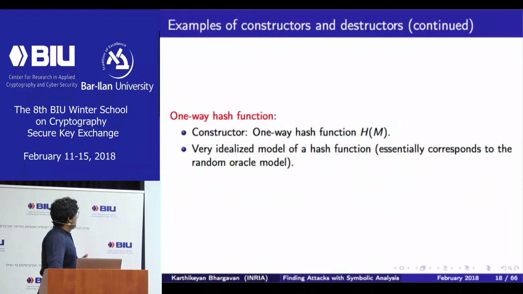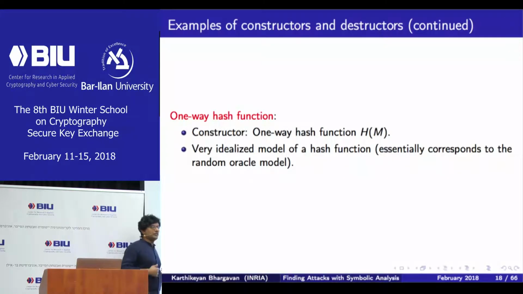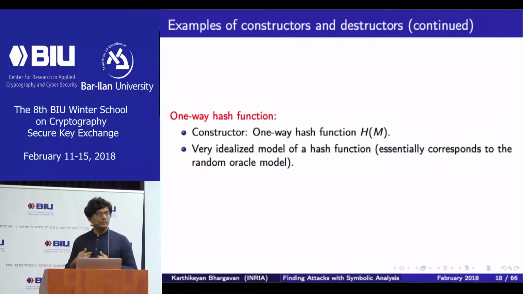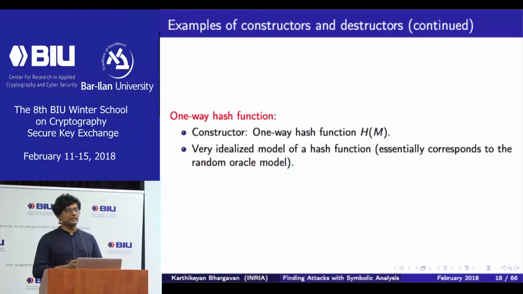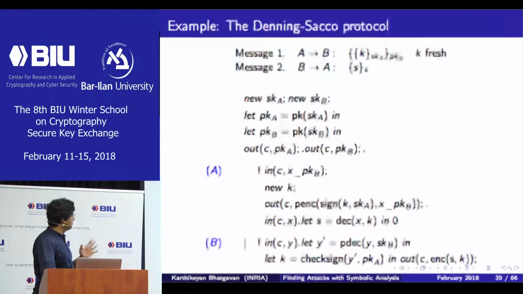Another classic example is a hash function. A hash function is a constructor. A constructor is by default a perfect one-way function. There are no collisions whatsoever. And there is no destructor for hashes, so there's no way you can get back from a hash to its argument. There's nothing else you can do about hashes except compare them. That's all you can do. And for most data structures in the protocol, we will use tuples. You'll use a tuple as just a sequence of messages that you can put together.